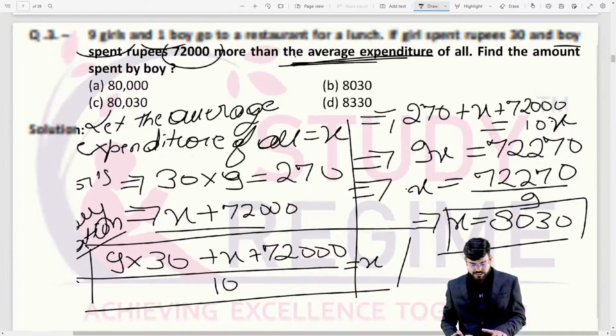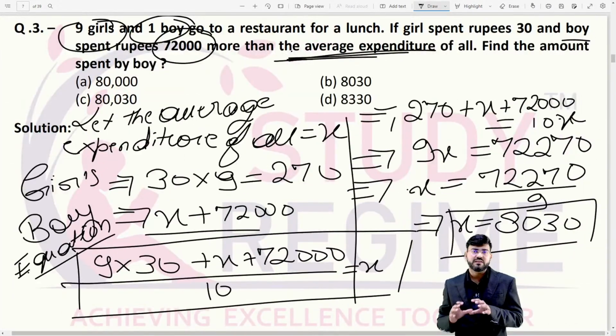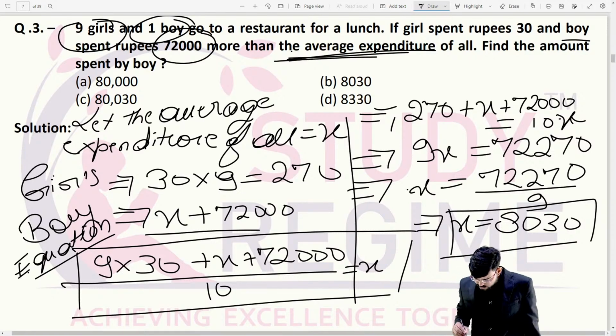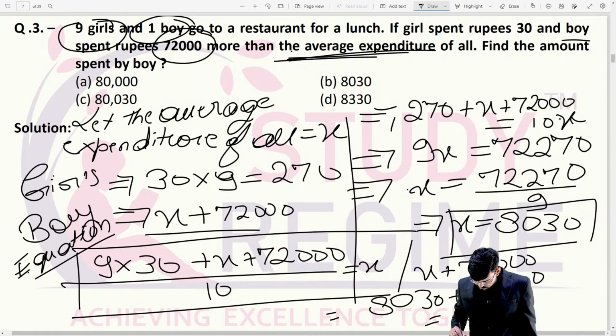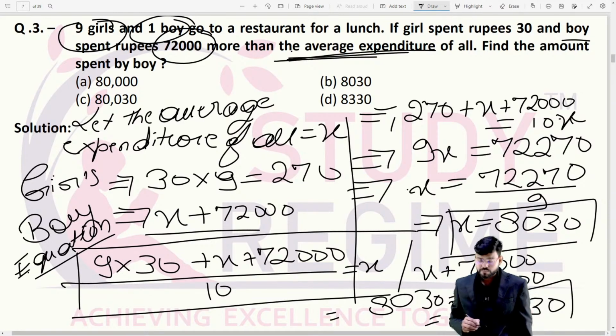Now we have found the average expenditure which is spent by all is equal to X. The value comes out to be X is equal to 8030. Now in the question it is asking to find the amount spent by the boy. How much amount has the boy spent? He has spent X plus 72,000 more. That means 8030 plus 72,000 more, 80,030. This is the amount of money which is spent by the boy.